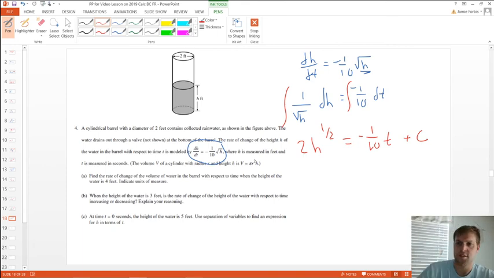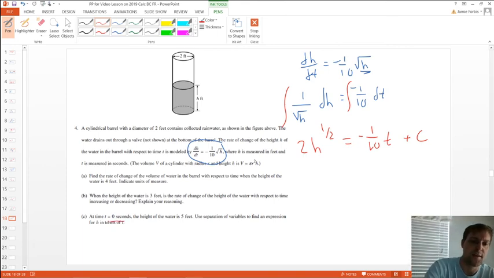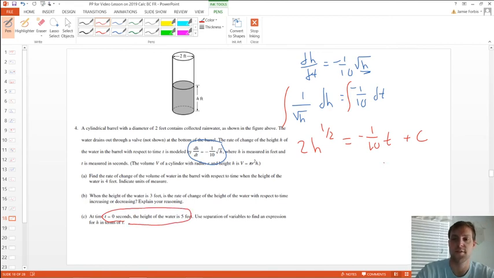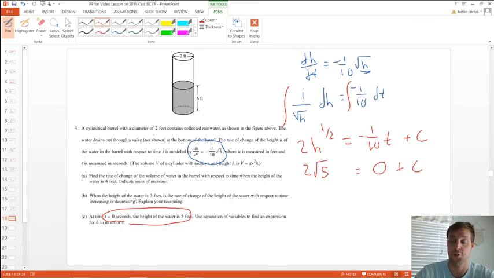So now the next step is to solve for C, and we're going to use the fact that at time equals 0 seconds, the height of the water is 5. So I'm going to plug 0 in for t, and I'm going to plug 5 in for h. So it's going to be 2 root 5. So C is 2 root 5. So then I got 2h to the 1/2 equals negative 1/10 t plus 2 root 5.